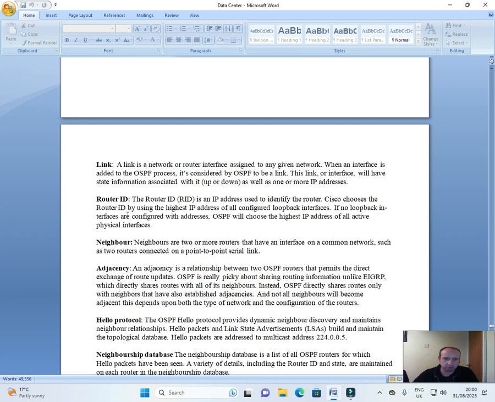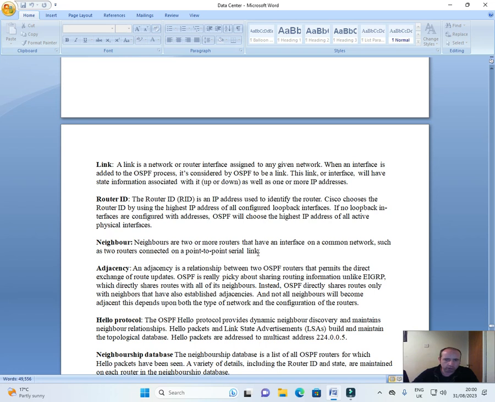Cisco chooses the router ID by using the highest IP address of all configured loopback interfaces. If no loopback interfaces are configured with addresses, OSPF will choose the highest IP of all active physical addresses. Neighbor.